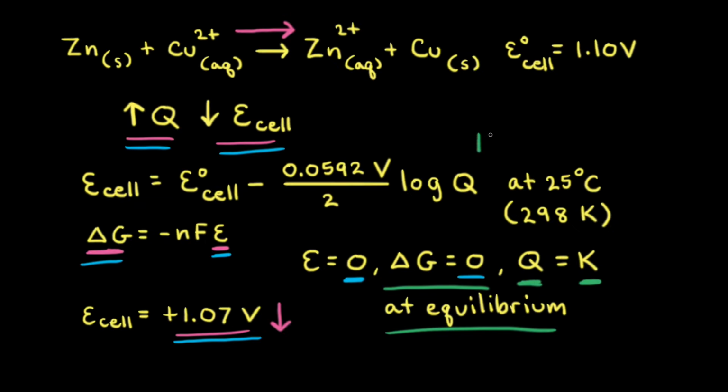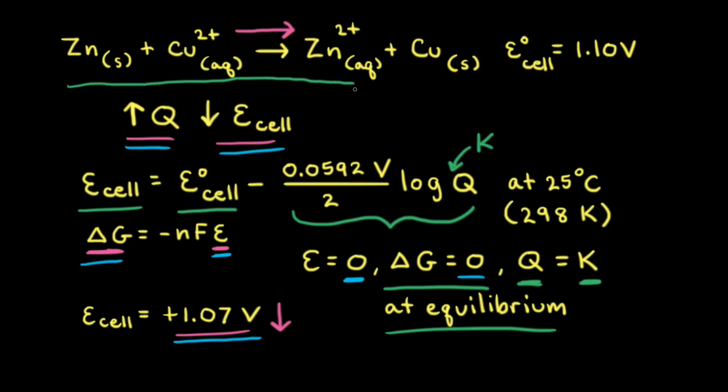So if you were to plug in the equilibrium constant K in for Q, you would find that this entire second term would be equal to positive 1.10 volts and cancel out the standard cell potential, giving an instantaneous potential of 0 volts. So if we think about our zinc copper cell as a battery, when the reaction reaches equilibrium, the voltage is equal to 0, and the battery is dead.